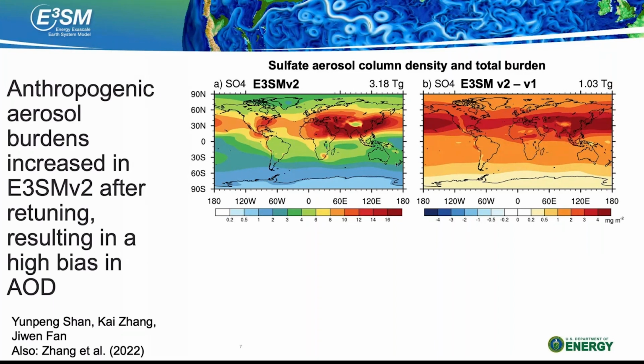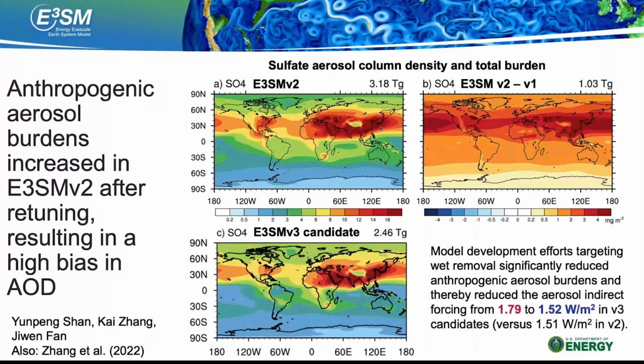So in some of the early development efforts led by Ji Wen and Yun Peng, after introducing new microphysical schemes, they ended up with an extremely strong aerosol indirect forcing. But by introducing improvements to the wet removal, they were able to reduce the biases in the aerosol burden, and thereby also reduce the aerosol indirect forcing and the direct forcing as well. This led to an improvement in the aerosol burden, but it didn't have a very strong net effect on the aerosol effective radiative forcing because of offsetting effects in the direct and indirect effects.